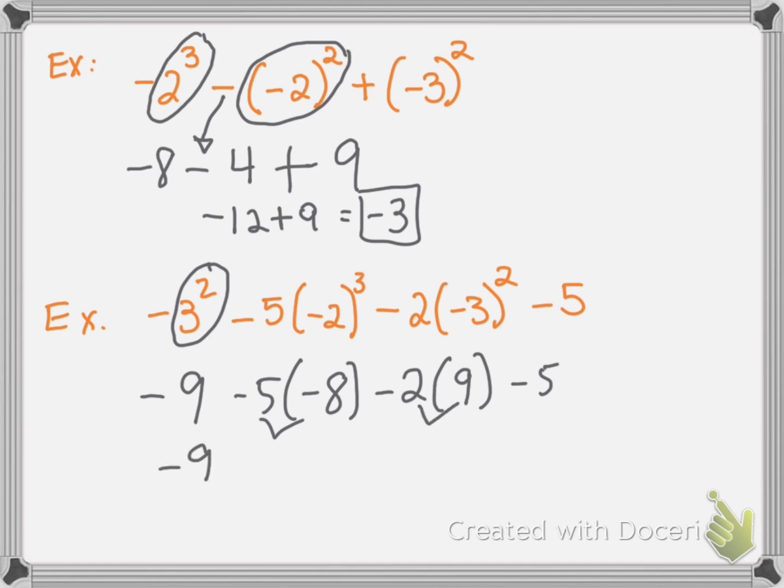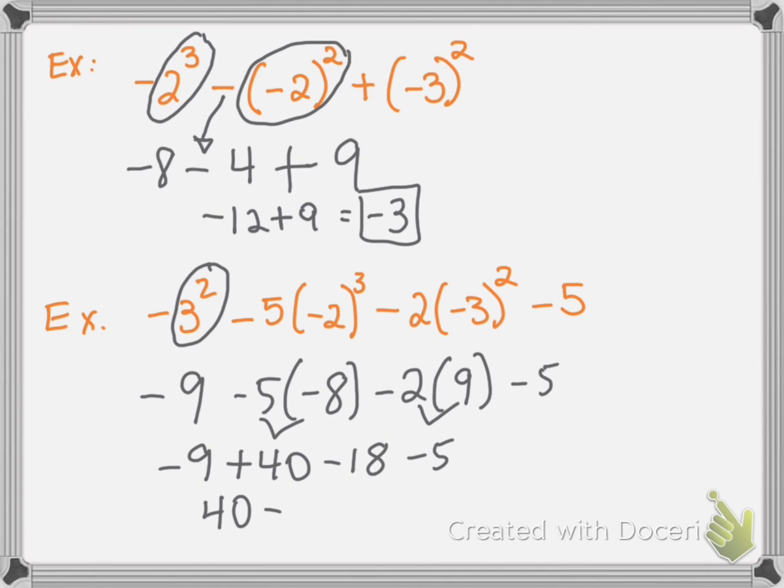Now again, notice that we have to do order of operations, first multiplication here. So we'll put the negative 9. Negative 5 times negative 8 is positive 40. And then we have negative 18 and minus 5. Remember, we do the positives and negatives first, and then we subtract them.